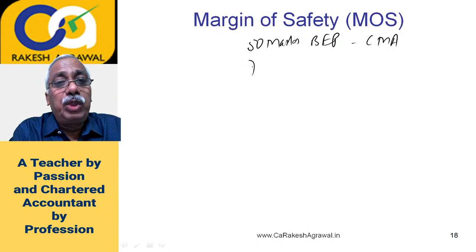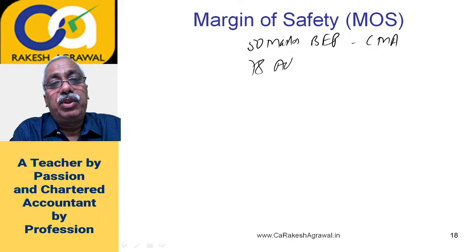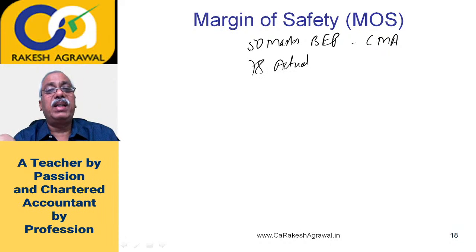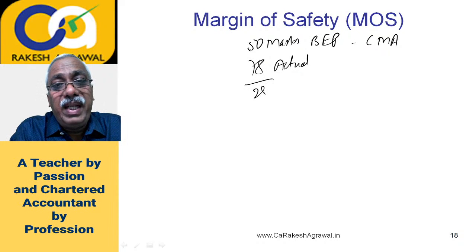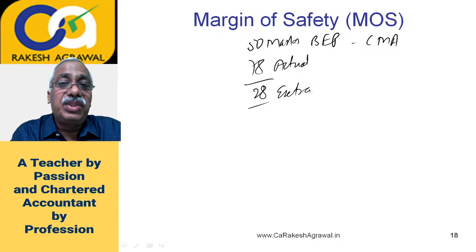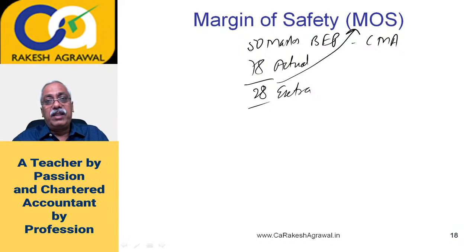But you have actually scored 78. This is your actual score. These are your actual marks, whereas BEP marks were 50. So how many marks extra you have scored over and above BEP? You have scored 28 marks extra over break-even point. These extra marks scored over break-even point are called margin of safety. So your safety margin is 28 marks.